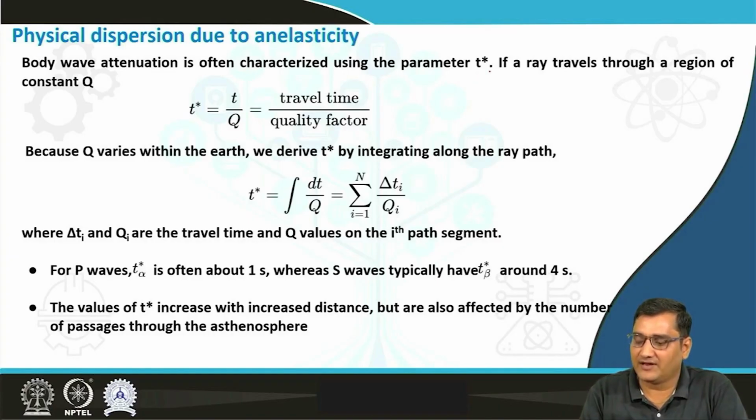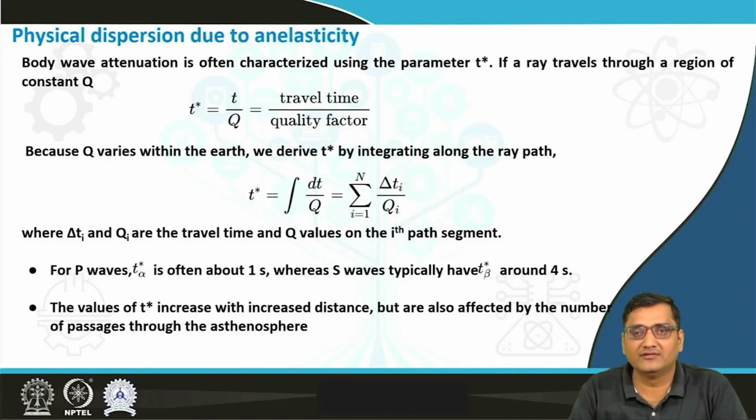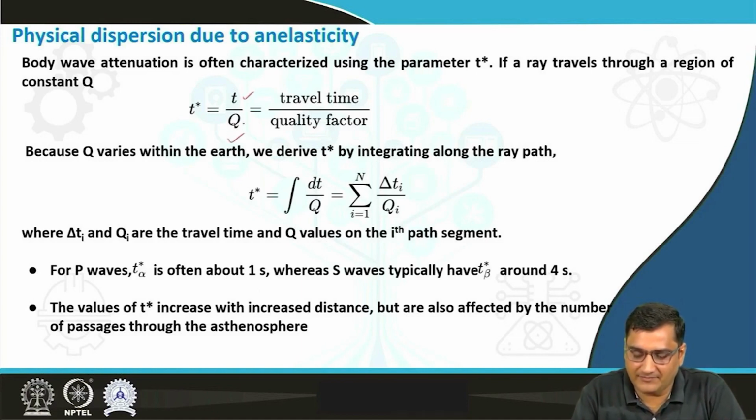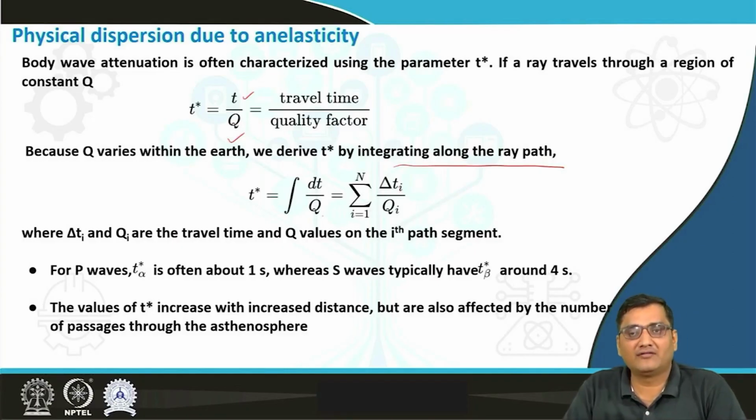So basically, if a ray travels through a region of constant Q, the value of T star will be equal to T divided by the quality factor. Because Q varies within the earth, we can derive T star by integrating along the entire ray path. That means T star will be the integral of dt by Q, and in the discrete form it will be the sum over i equals 1 to n of delta t_i by Q_i, where delta t_i and Q_i are the travel time and the Q values on the ith path segment.